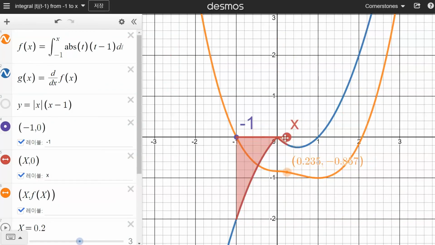Then the graph decreases again between 0 and 1. And actually, the graph becomes minimum at x equals 1. When x becomes greater than 1, the graph increases. So yes, even though we have already calculated and understood all of them, it is still really cool to actually visualize the result using tools like Desmos.